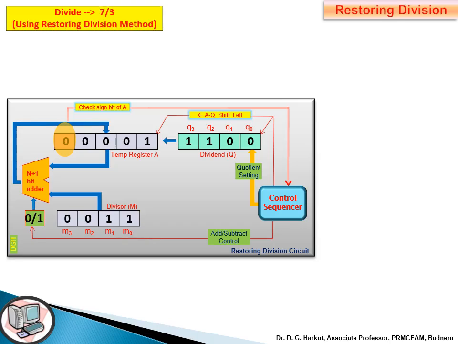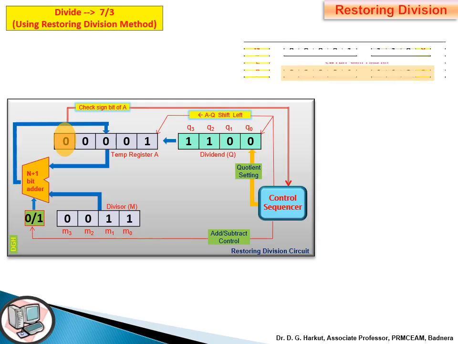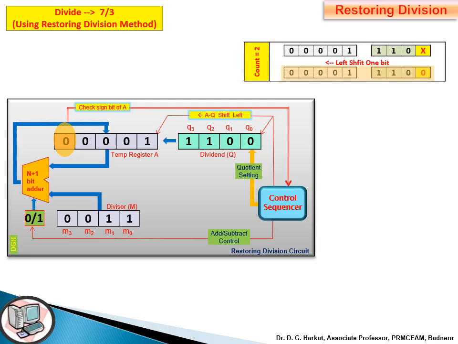We need to repeat the steps 2 more times. That is 4 iterations, since we are having 4 bits in divisor. Initial position at the start of third iteration is register A contains 00001 and register Q contains 1100. First step is again left shift. Content of register A and register Q shifted left 1 bit. After left shift, position will be like this.